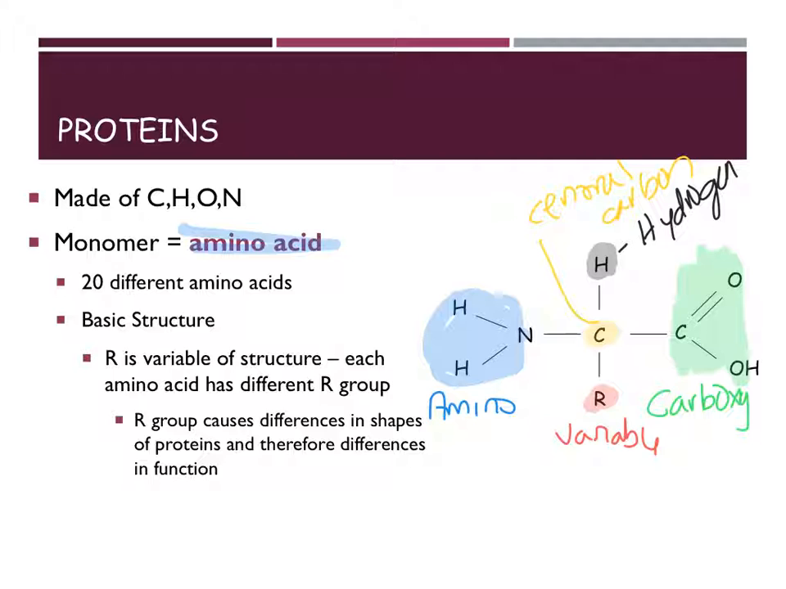So the R group is going to be different for each amino acid, and it's these differences in the R group that are going to cause a difference in the shape of the protein.